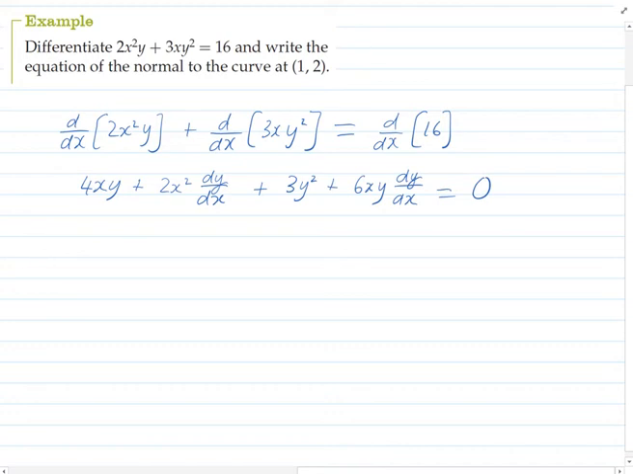So that's the hardest part of this whole process, is working out where you're timesing dy by dx by, and I expect I'll probably get a lot of questions about this in class as well, which is fine.